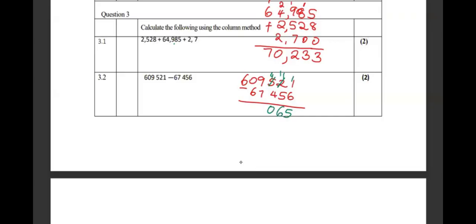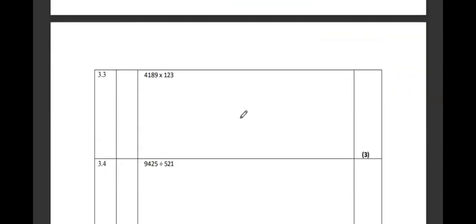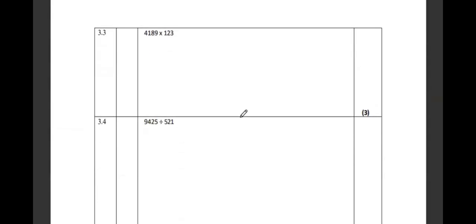4 minus 4 is a 0. 9 minus 7 is a 2. We need to borrow to make it a 10. 10 minus 6 is a 4. Then pull down the 5. That becomes our answer. Okay, then 3.3, still we're using the column method. So it's going to be 4189 and then 123, and then we multiply. So there is that other method that learners prefer using, okay? But I prefer to deal with the column method.